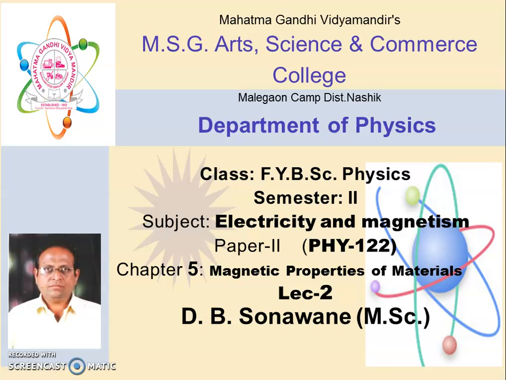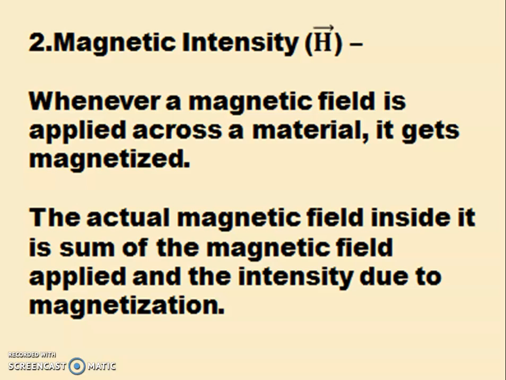Hello friends, class FYBSc, semester 2, subject Electricity and Magnetism, paper 2, chapter 5, magnetic properties of materials, lecture 2. Second property: magnetic intensity, vector H.